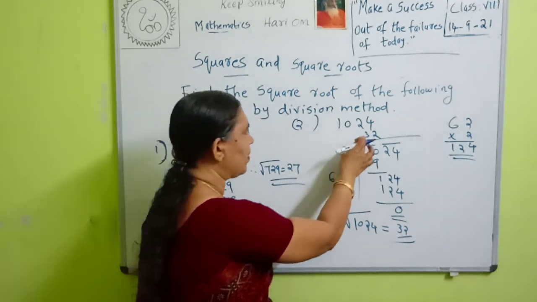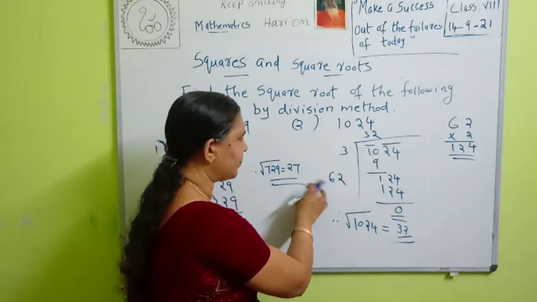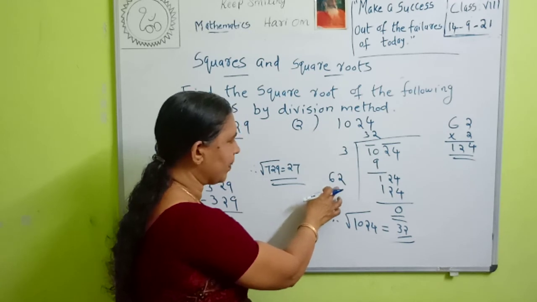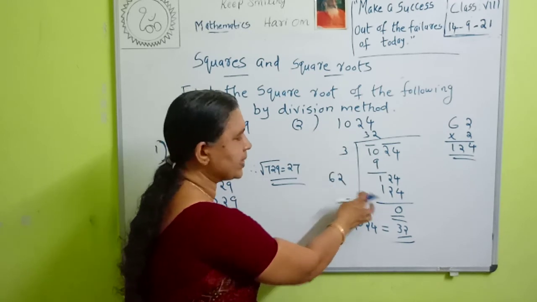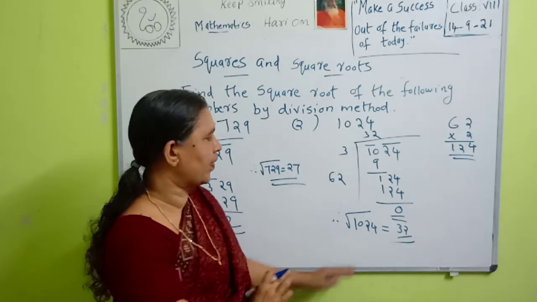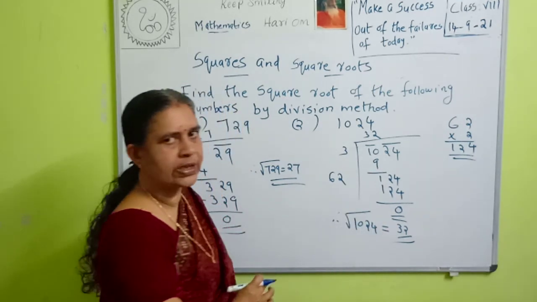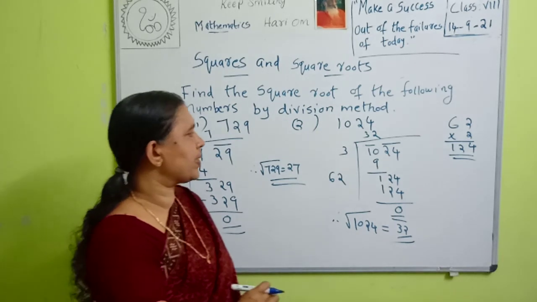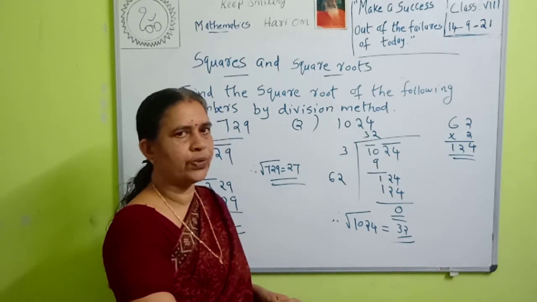Then we take the double of 3. Double of 3 is 6. Then here you find a number which multiplied by itself gives this number. It is equal to 2. 62 into 2 is 124. Then the remainder is 0. Then what is the square root? Square root of 1024 is equal to 32. Okay?